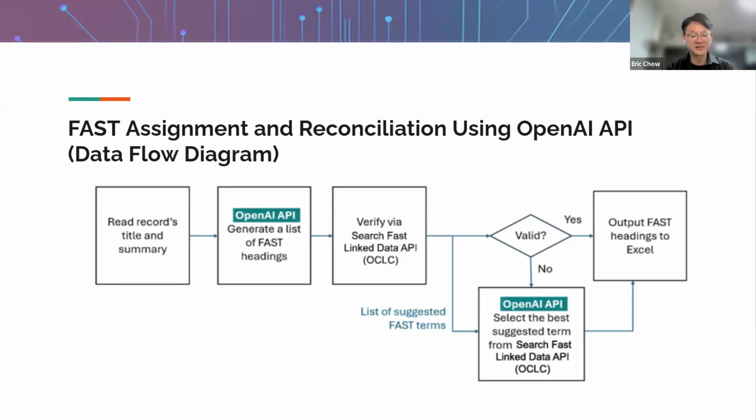In the case that it does, we would query ChatGPT again using the list of suggested FAST headings and let it choose the best one based on the given title and abstract. And finally, we'll output this validated FAST heading into an Excel file, again, for downstream use in the workflow.